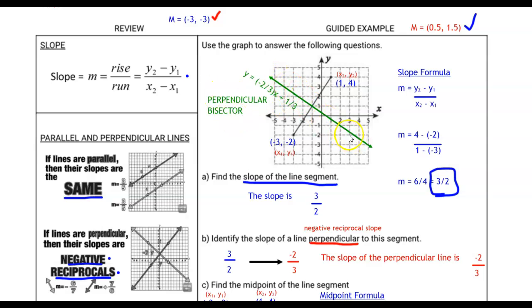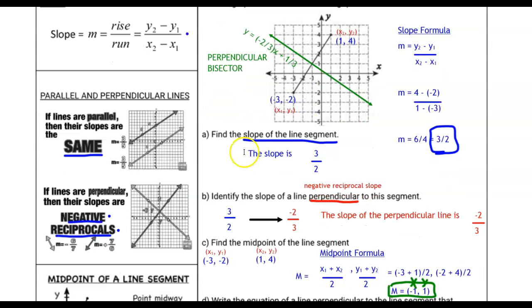This line is a perpendicular bisector for this line segment. Now that the mystery is gone and you know what a perpendicular bisector is and how to find it, we can start taking a look at some of the problems. Keep in mind the steps that we had to go through in order to find the perpendicular bisector.